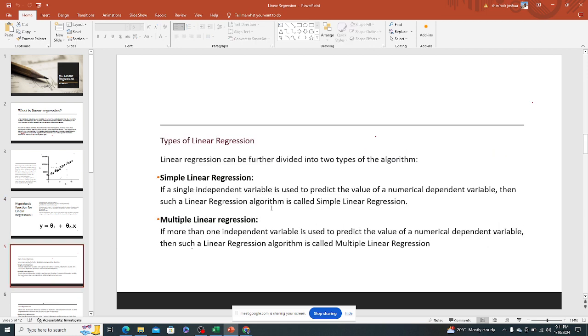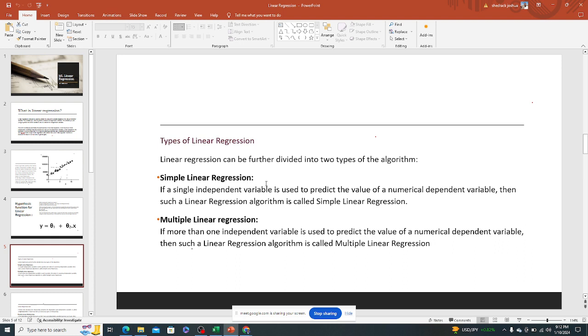Okay, good. Let's come to types of linear regression. Of course, I had introduced this already. When it comes to types of linear regression, we have multiple linear regression and simple linear regression. Simple linear regression basically involves one independent variable and one dependent variable. Here we will only have one independent variable.